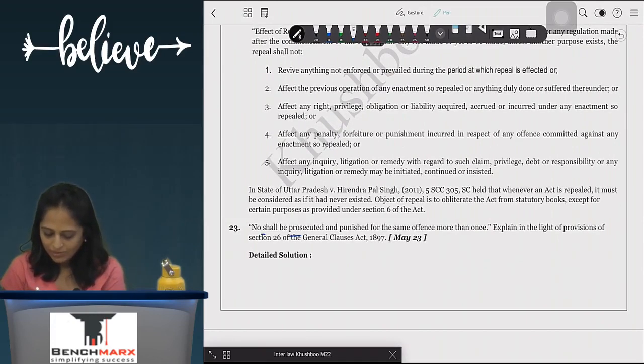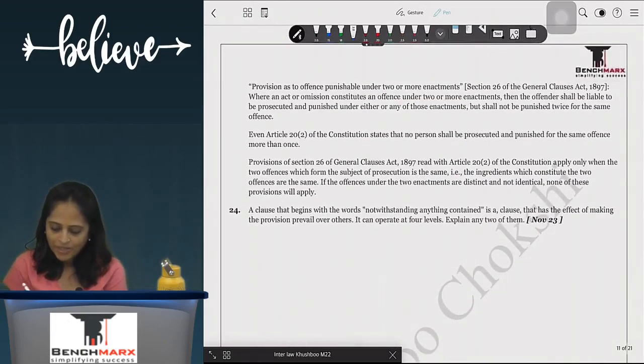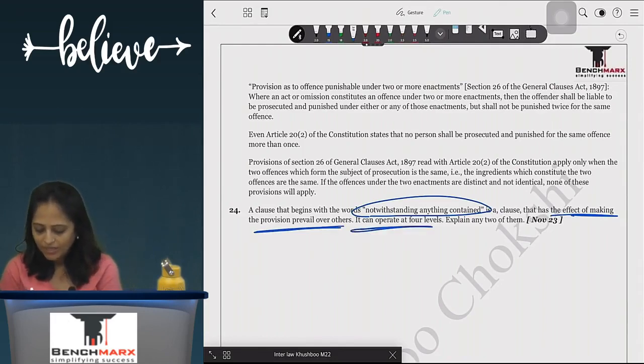No one shall be prosecuted and punished for the same offence more than once. Explain in the light of General Clauses Act. A clause that begins with notwithstanding anything contained is a clause that has the effect of making the provisions prevail over the others, correct? It can operate at 4 levels. Explain any 2 of them.